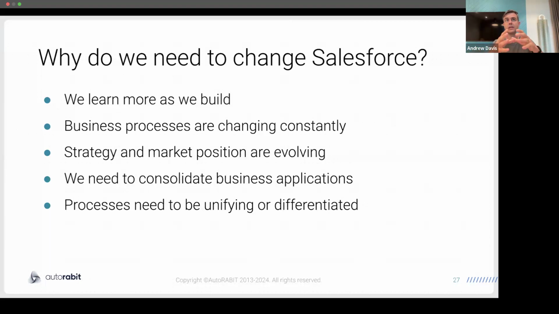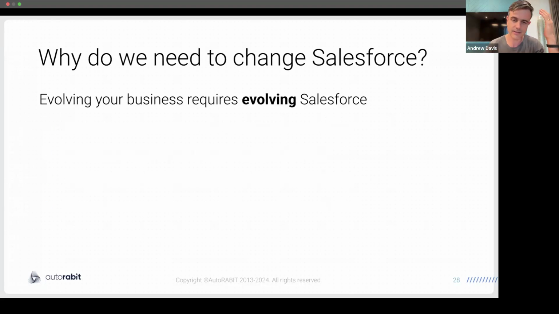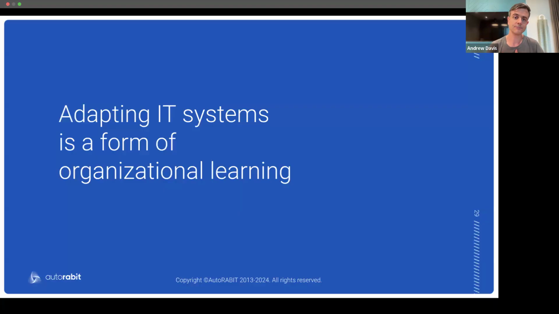You need processes that are unified across the world, or maybe some parts of your purchasing procurement process need to be unified and standardized across the world, and maybe some parts need to be differentiated, right? You move into a new region and there's a new law and you've got to do something different in Germany than you did somewhere else. Anyway, it's continuous change, because your business is changing continuously from outside forces and from inside forces, so your Salesforce implementation needs to change. And I would argue that adapting these IT systems, making these IT systems change over time, is actually a kind of organizational learning. It's not exactly human learning, but it is a mechanism for human learning.